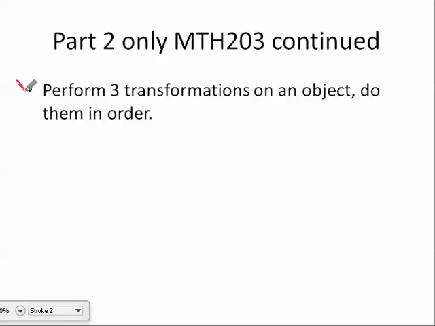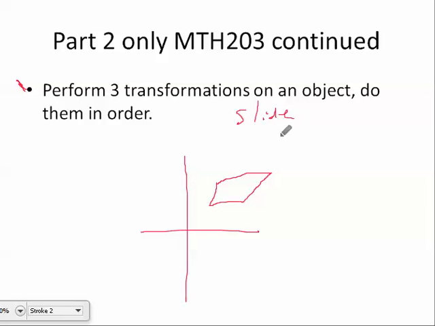One question, you're going to be given an object. Okay? You're going to be given some object. And you're going to be asked to transform this object. You're going to be saying, first of all, slide it. And you're going to be given a rule. And you're going to slide this object to its new location. Okay? It will be a slide.